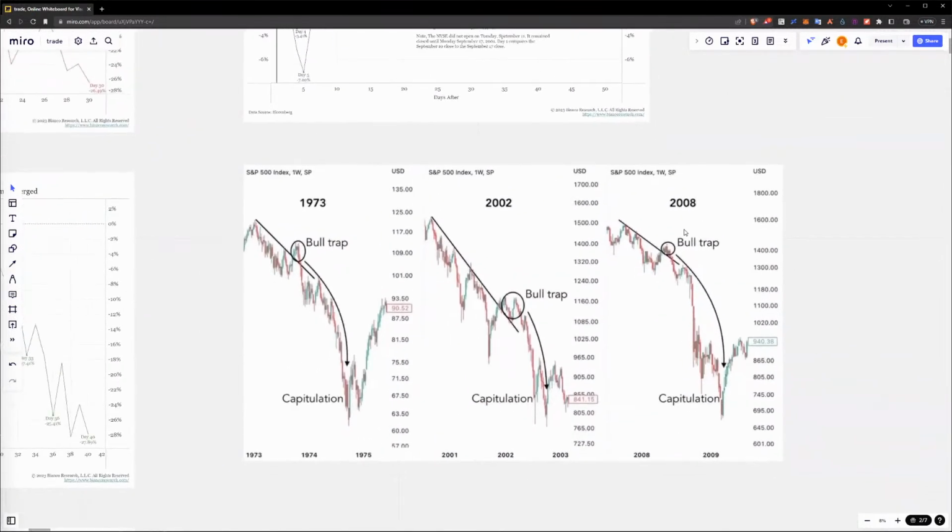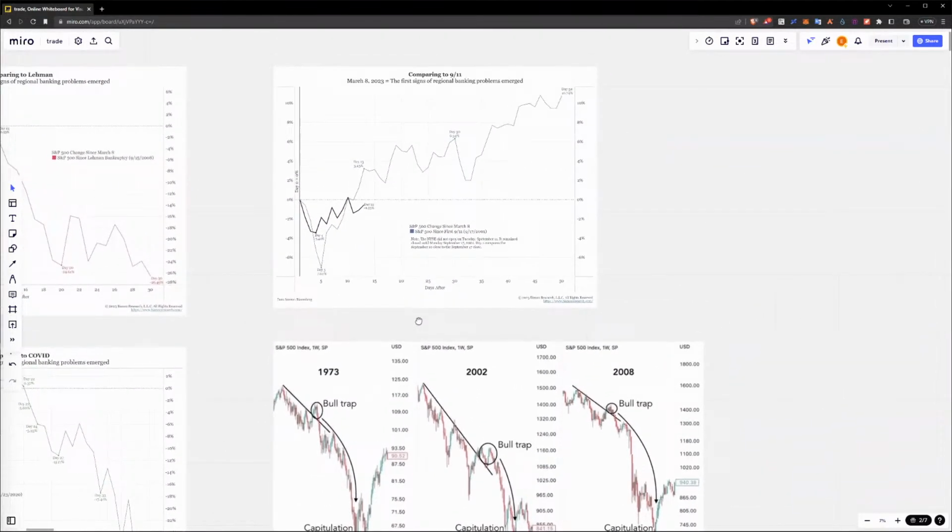And this is maybe an easier chart, right? In more simplistic terms, these bull traps, and then the big capitulations. This may take a few months to play out. As we see, it's not going to happen tomorrow.